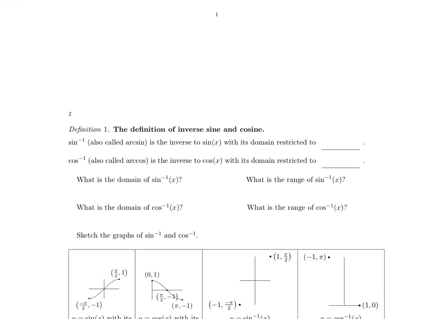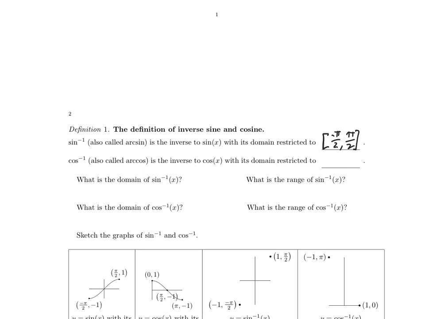Definition. Sine inverse, also called arcsine, is the inverse to sine of x after you restrict the domain of sine of x to [-pi/2, pi/2]. Now you might object and say, well, -pi/2 to pi/2, that's an arbitrary choice. You could have picked the domain differently. And that's true, you can. It is an arbitrary choice, but it's nice to make the choice that contains 0 and some positive numbers.